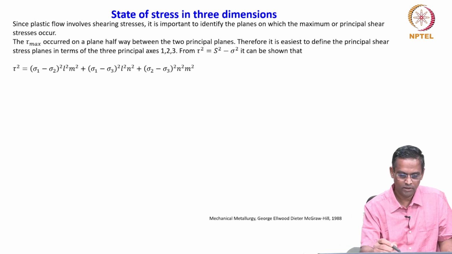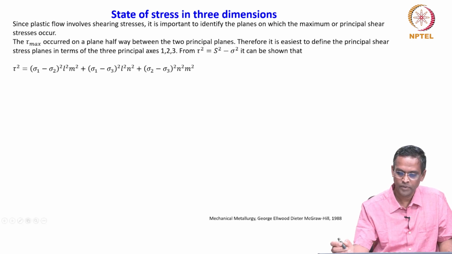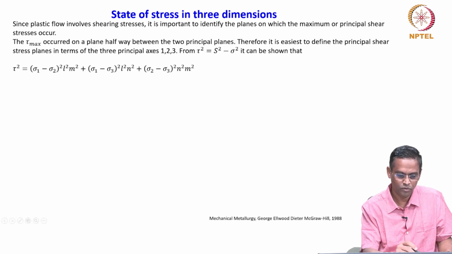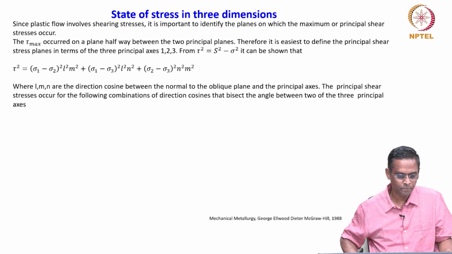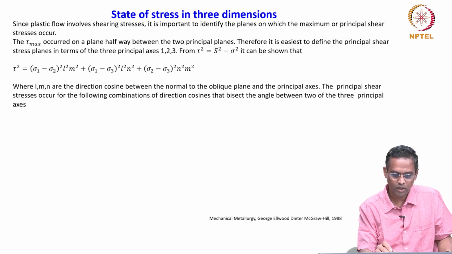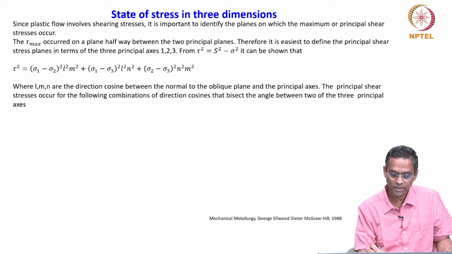We can show from the previous equations that tau squared can be written in the form of l, m, n, the direction coefficients. To look at the principal planes we can use these terms. And there is another way: since they are all direction coefficients between the normal to the oblique plane and the principal axes, the principal shear stresses occur for the following combinations of direction cosines that bisect the angle between two of the three principal axes.